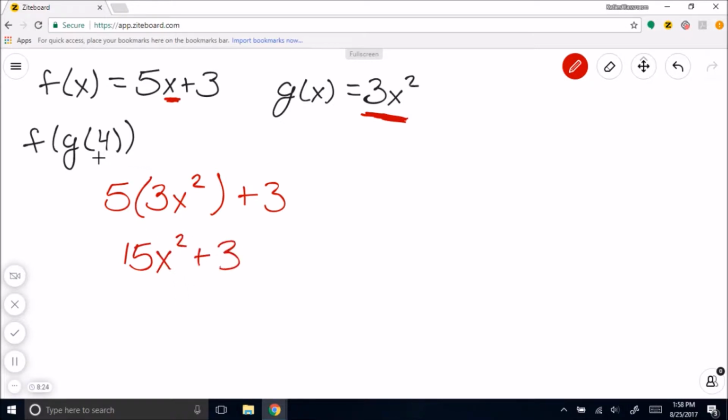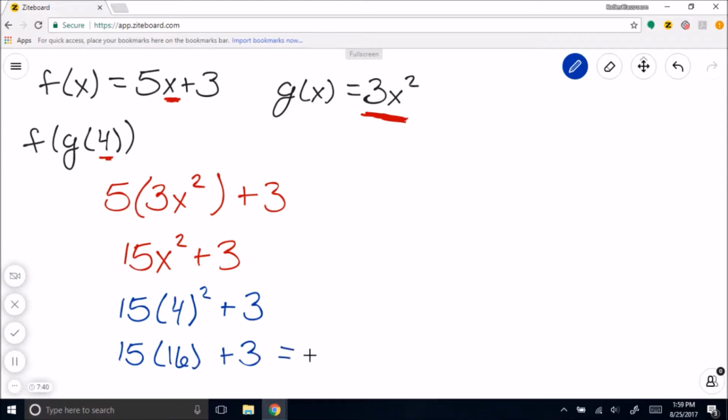And then we can't forget the 4 part, so you would take and do 15 times 4 squared plus 3. So this is 15 times 16 plus 3. So 15 times 16 is 240 plus 3 gives us 243. So that's one way to do this.